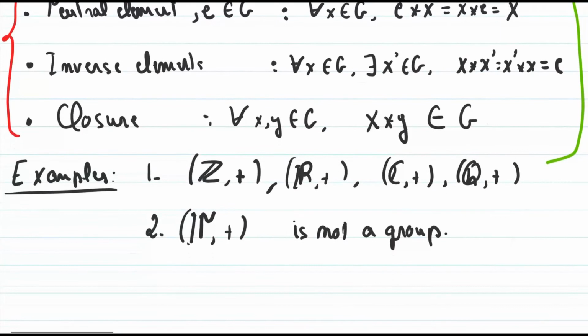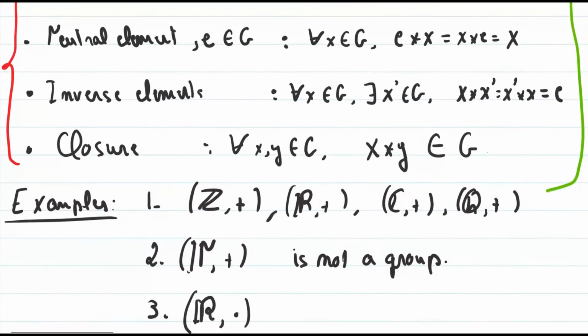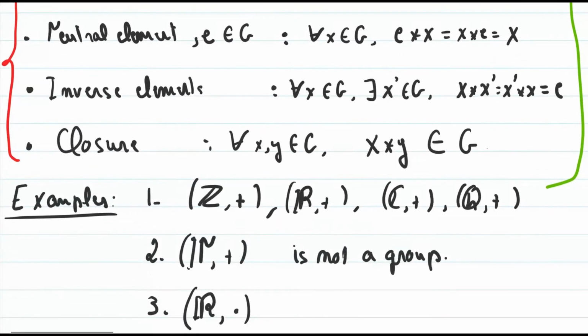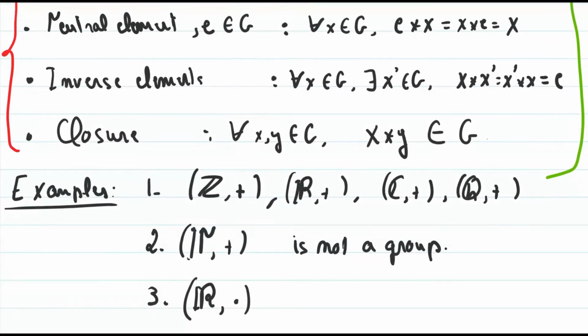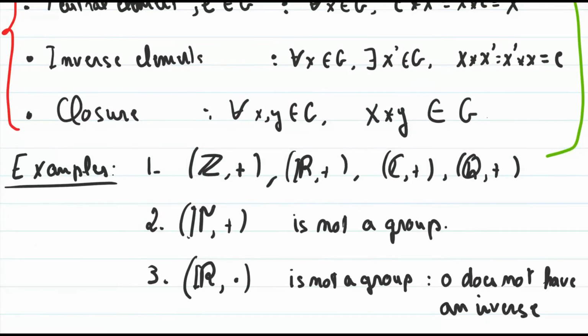A third example: what would you say about R, for example, with multiplication? Is it a group? Multiplication is well defined. It takes two elements of R, gives one element of R. So we have closure, we have a neutral element which is 1, we have associativity, but do we have inverse elements? In fact, no. Well, we always have an inverse element, except for one element, which is 0. 0 doesn't have an inverse. There is nothing that you can multiply with 0 to get the neutral element, which is 1.